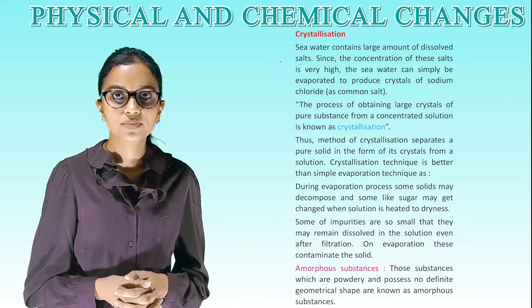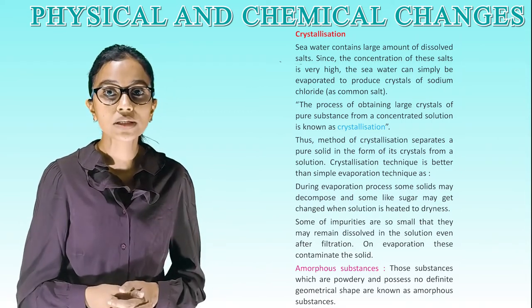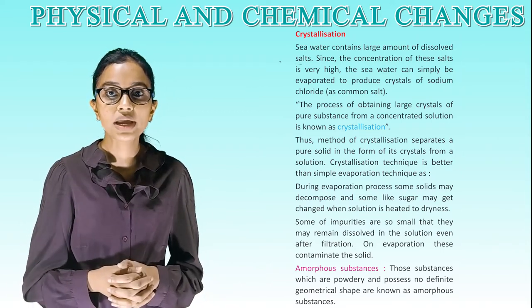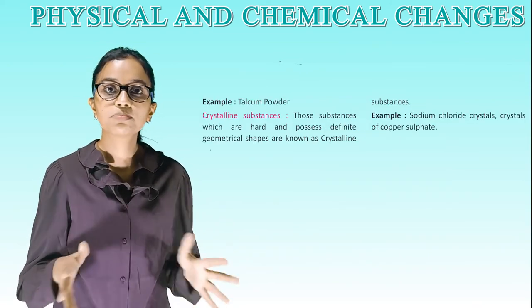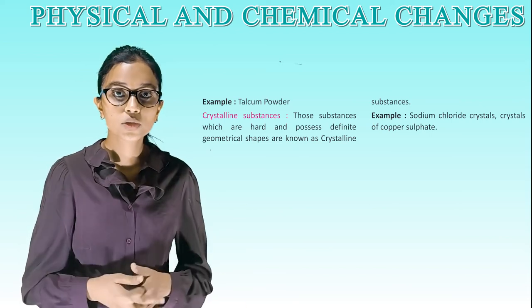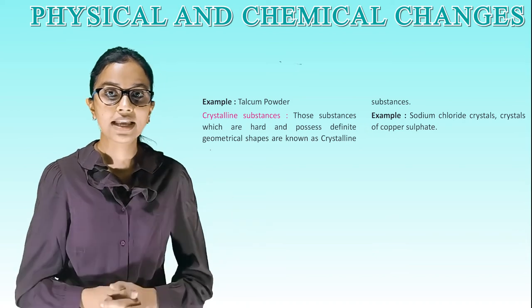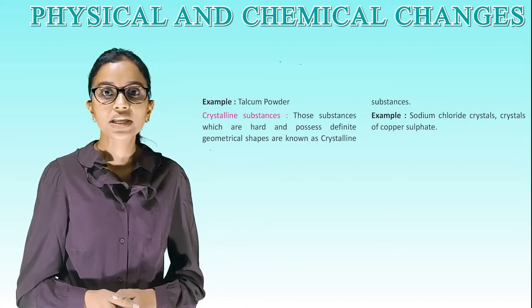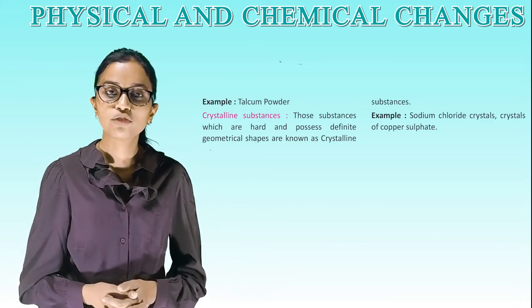Amorphous substances. Those substances which are powdery and possess no definite geometrical shape are known as amorphous substances. Example, talcum powder. Crystalline substances. Those substances which are hard and possess a definite geometrical shape are known as crystalline substances. Example, sodium chloride crystals, crystals of copper sulfate.